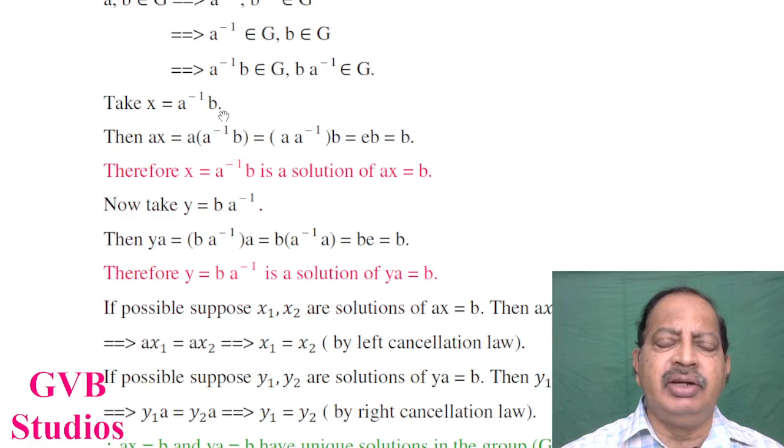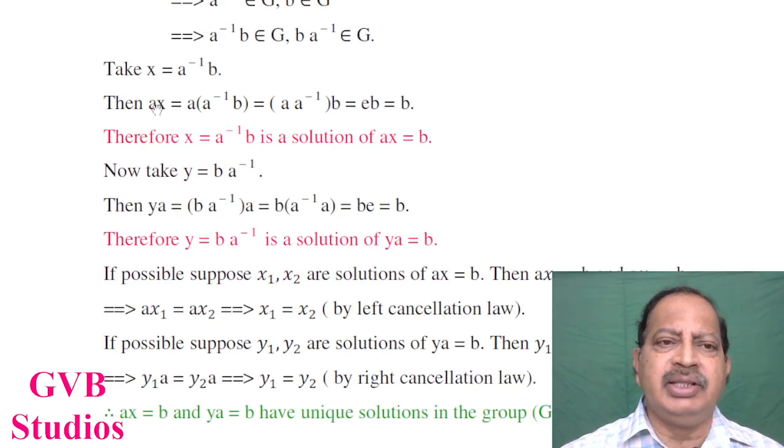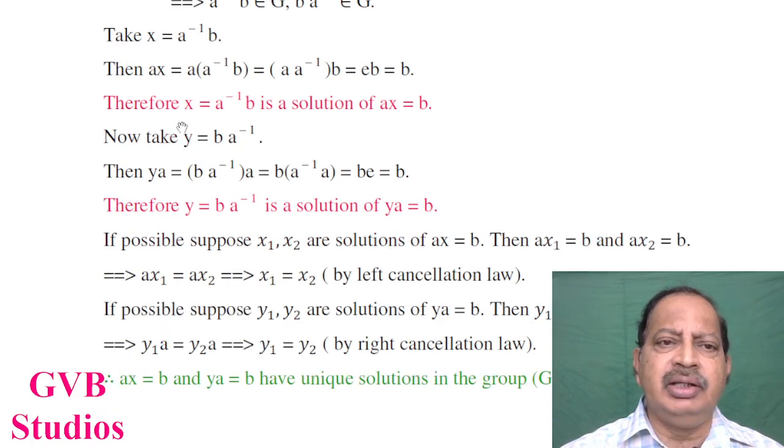Take x equal to a inverse b, as explained in the statement. Then ax is equal to, replacing x by a inverse b, a (a inverse b). Using the associative law, change the bracket: this is (a a inverse) b. a a inverse becomes e, so this is eb. Since e is the identity element, we get b. Thus, ax is equal to b. Here x is replaced by a inverse b and the result is b. So x equal to a inverse b is a solution of the equation ax equal to b.